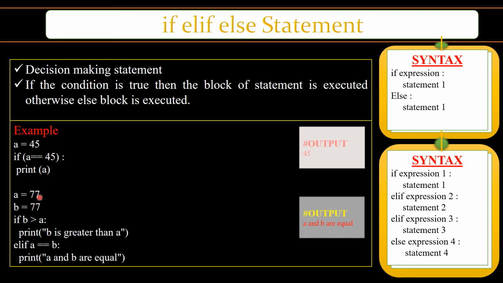The next example: here assign a equal to 77 and another value b equal to 77. Now I am going to check the condition if b is greater than a. What is the value of b? 77 is greater than a? So now the condition becomes false, so this part will not get printed. And now I am going for elif: if a is equal to b, 77 is equal to 77, the condition is true. So it will print a and b are equal. So now this part, a and b are equal, will get executed.